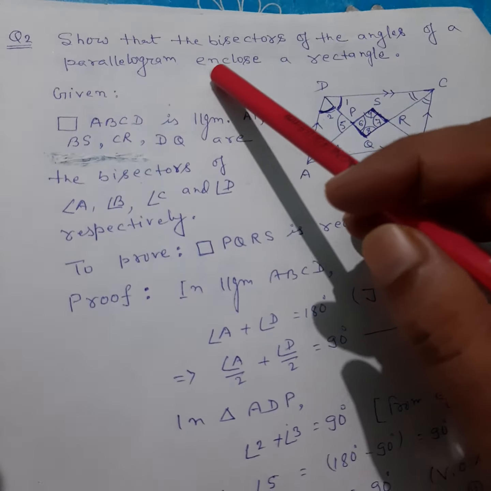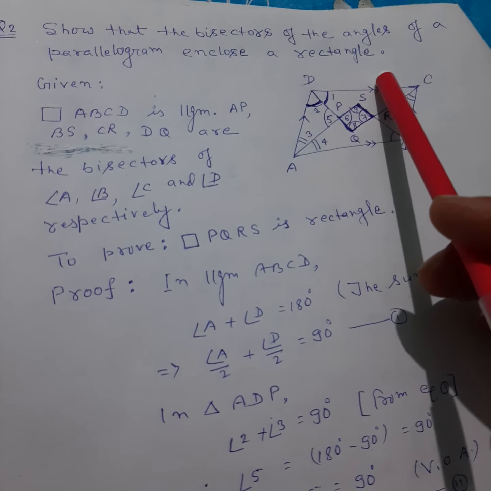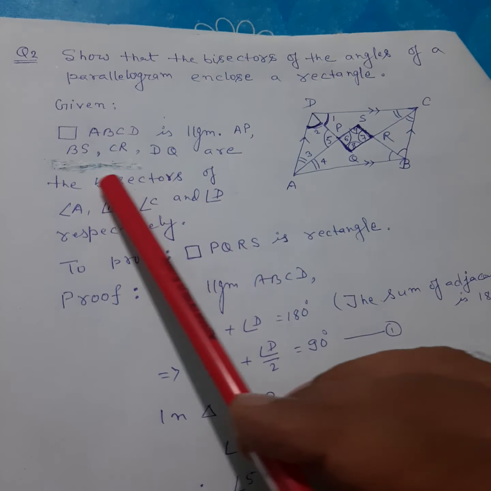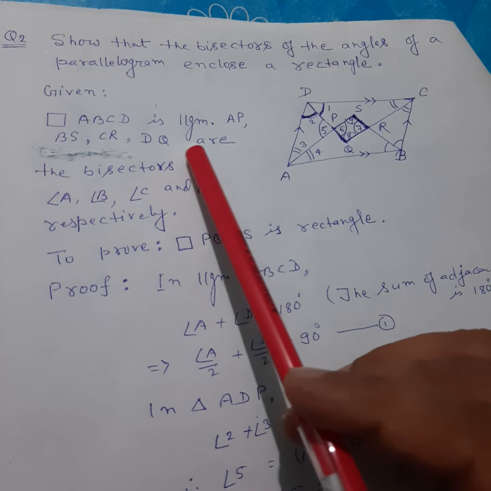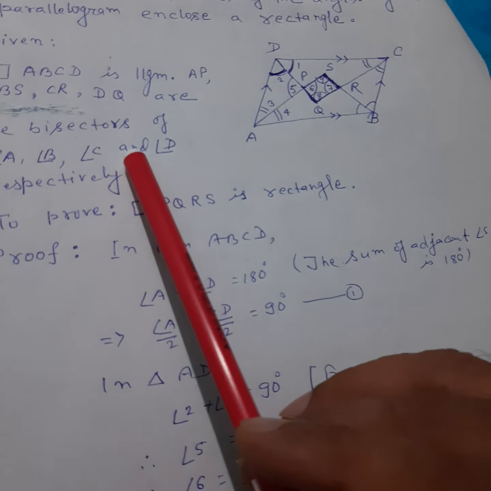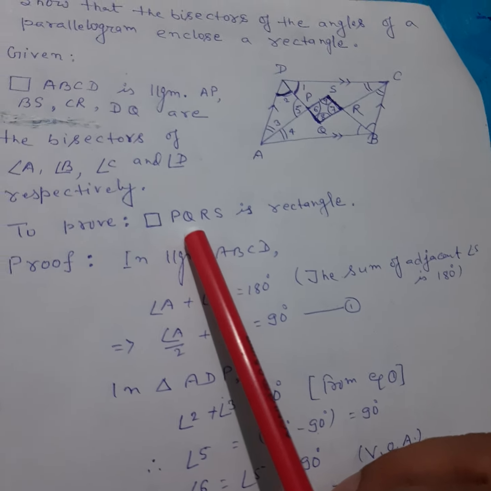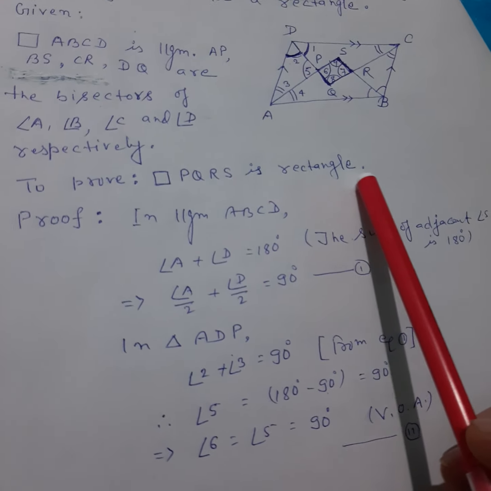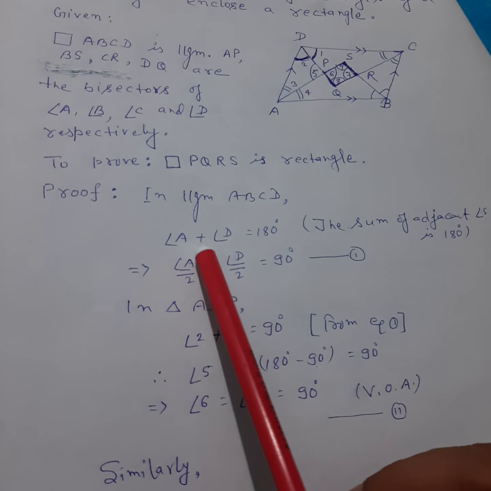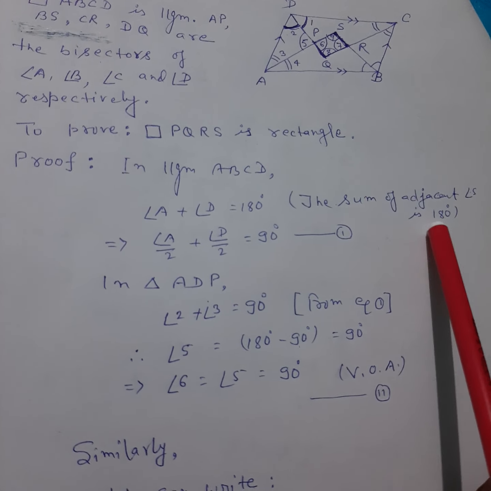Question number 2: show that the bisectors of the angles of a parallelogram enclose a rectangle. Given ABCD is a parallelogram, AP, BS, CR, DQ are the bisectors of angles A, B, C and D respectively. To prove that quadrilateral PQRS is a rectangle. Proof: in parallelogram ABCD, angle A plus angle D is 180 degrees, the sum of adjacent angles.